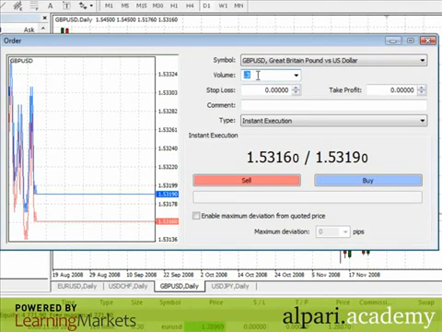It's 3/10 of a full lot. That means that if I were to enter this order and sell the pound-dollar, 3 mini lots of the pound-dollar, each pip it moves in my favor is worth $3.